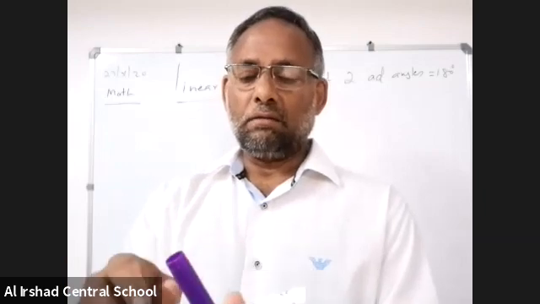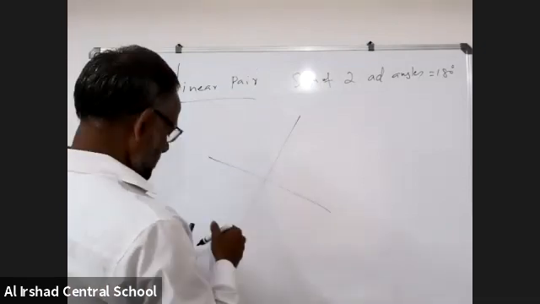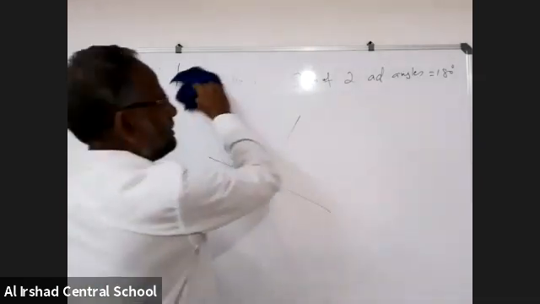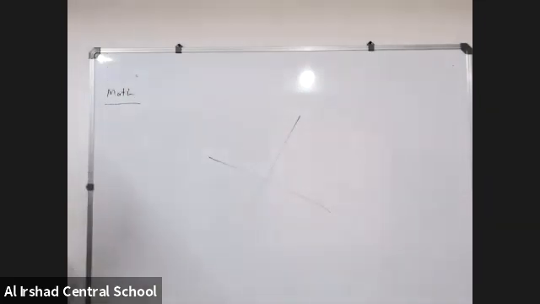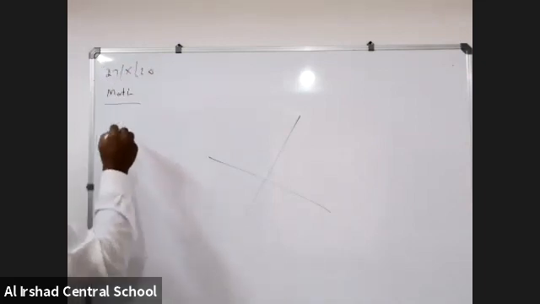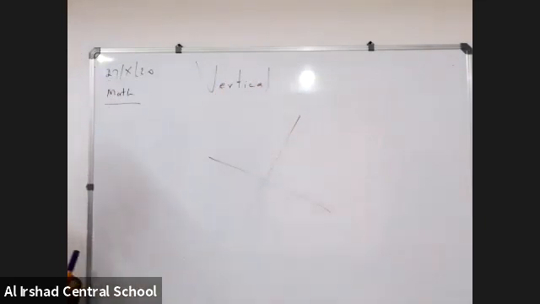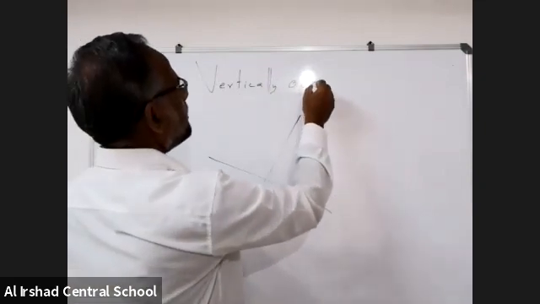Now this angle, here look, and another one. We are getting vertically opposite angles. Write down, somebody. Vertically opposite angles. What is the meaning of vertical? Perpendicular. Vertically opposite.